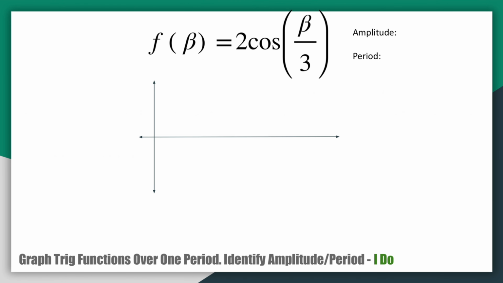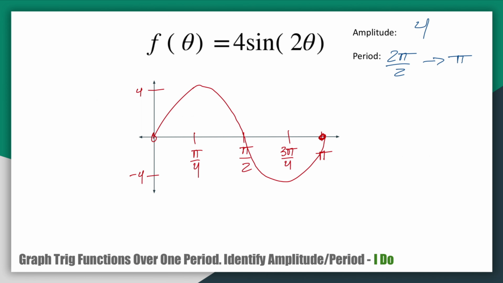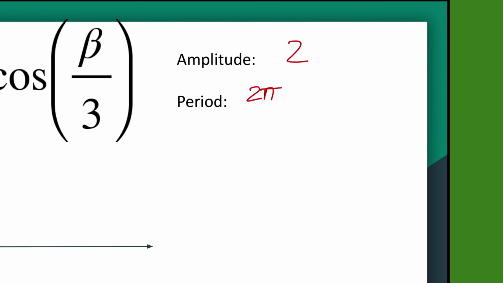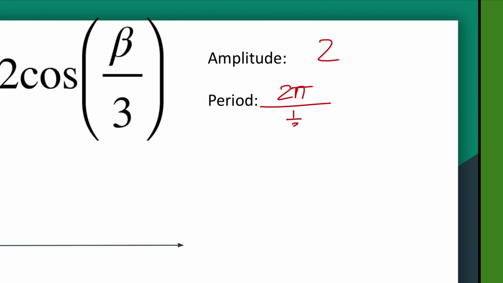Now, the last one, graph trig functions over one period, identify the amplitude and the period, okay? A little bit trickier this time because we have a third as our b value, okay? Now, this is a beta value. It's just kind of the same thing as a theta value, all right? But our b now is 1 over 3. Our amplitude is 2. So I got an amplitude of 2, have a period, well, I have to go 2 pi, zoom in over here, divided by 1 over 3.